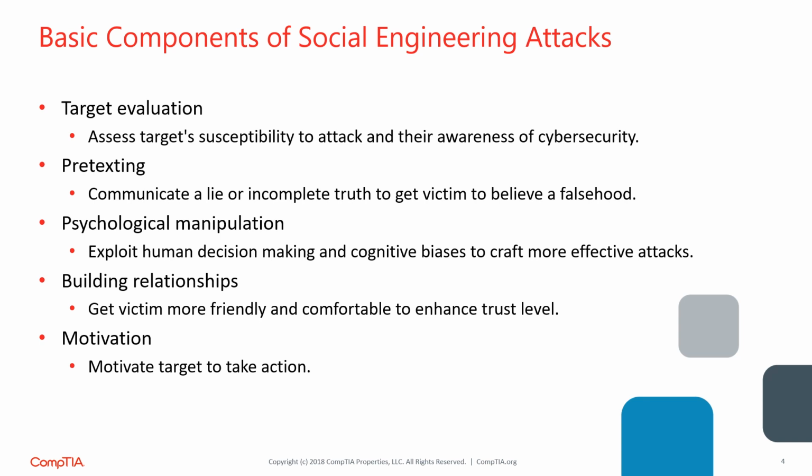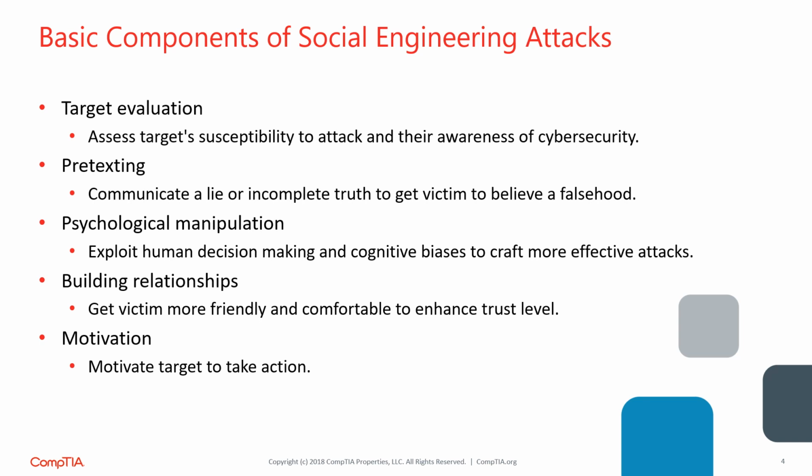In psychological manipulation, attackers exploit humans' willingness to place trust in others and prey upon their sometimes erroneous decision-making abilities. Attackers also exploit inherent cognitive biases within all people to craft more effective and targeted attacks. In building relationships, the more comfortable and friendly a victim is with the attacker, the more likely they will trust the attacker. Attackers may therefore try to get to know their target on a personal level.